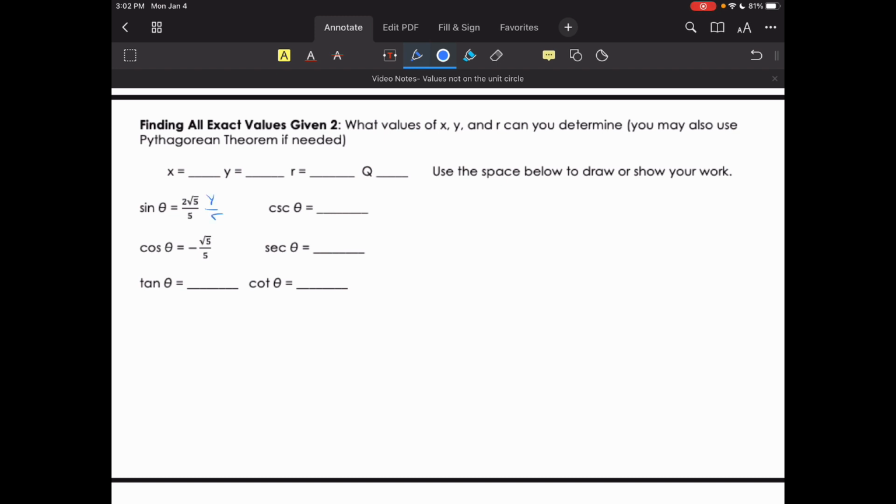So from the sine theta, that answer it has, I know that y is 2 root 5 and r is 5. And again, remember, r is always going to be positive. So if there's ever negatives, like with the cosine, it's going to go at the top. And cosine is x over r. So I know my x value is negative square root of 5. And again, r should be the same. R is 5. So I have a negative x and a positive y. So that's going to put me in quadrant 2.